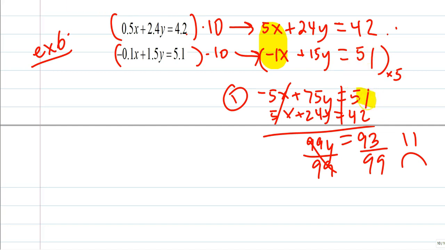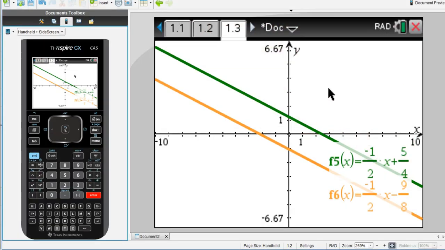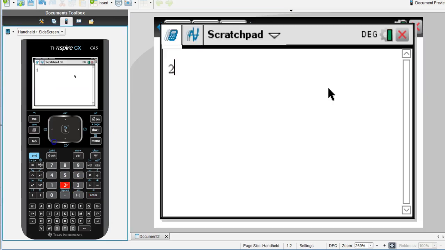This 51 times 5 should have made that. How about 225? Hopefully some of you are screaming at your screen. 225 plus 42 would be 267. And that divided by 99 still doesn't look fun. 267 over 99. Let me see. 267 over 99. Oh, that is not fun.